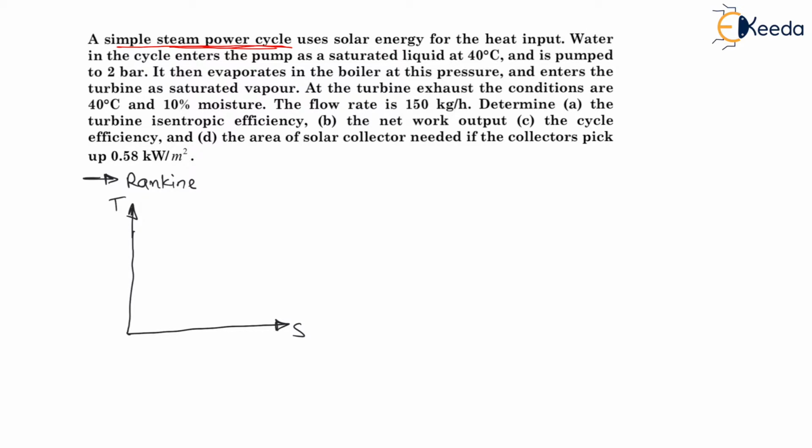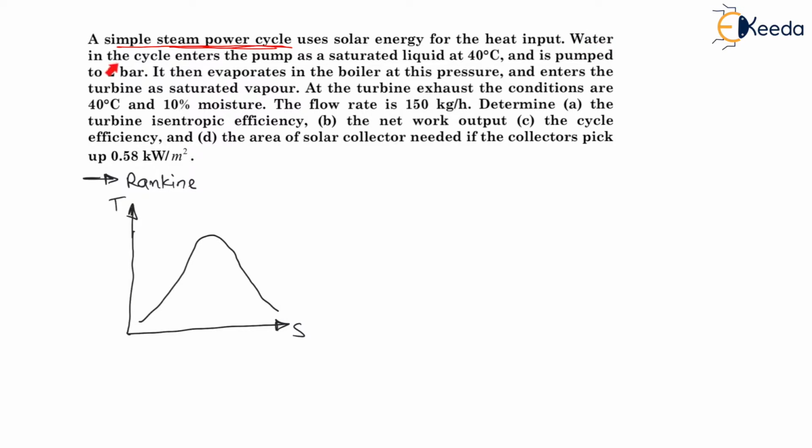Now let us again go back to the question. A simple steam power cycle uses solar energy for the heat in. Now the meaning of this statement is that whatever may be the heat supplied in the Rankine cycle is taken from the solar energy. Right? That they are saying. Now while drawing the Rankine cycle on the TS diagram, there will be a liquid vapor dome like this. Right. So let us draw this Rankine cycle while reading the question.